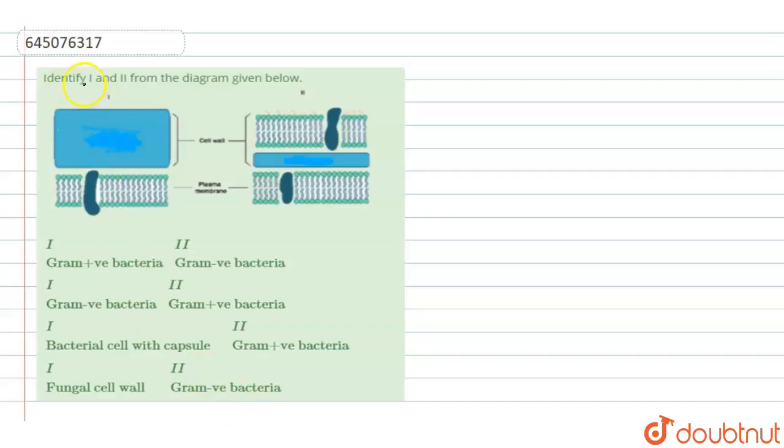Question here is to identify 1 and 2 from the diagram given below. So here two diagrams are given. This one is the first and this one is the second. We have to find out what this diagram belongs to.